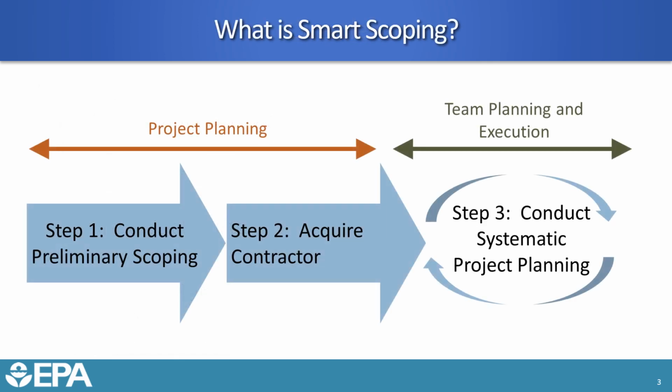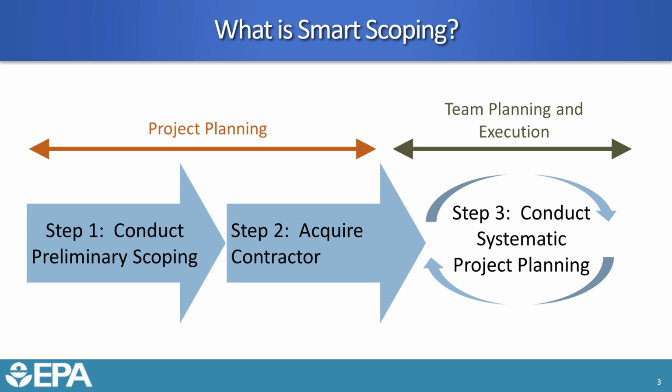What is the smart scoping process? It's basically all the tools that we need to plan for our projects and then to execute those plans as the project is going along. So it's 3 steps in thinking about how we go through this process.